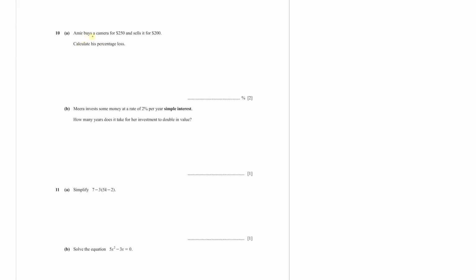Question 10 is, Amir buys a camera for $250 and sells it for $200. Calculate the percentage loss. So percentage loss will be equal to the loss divided by the original purchase price, or original price I can write it as, into 100. So what is the loss? Loss is the difference between the purchase and the selling price.